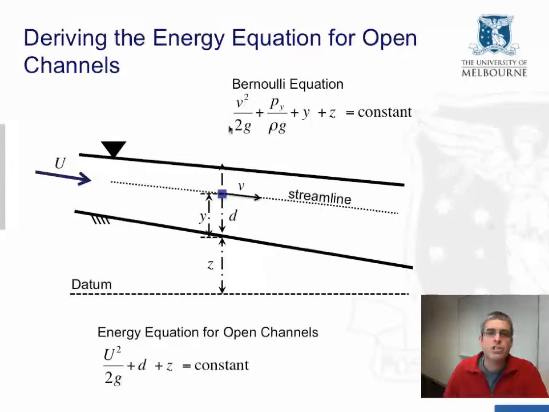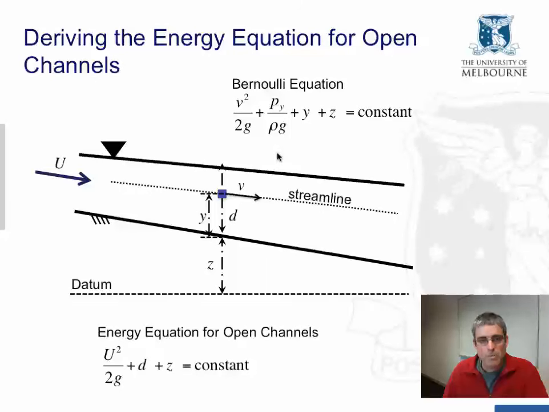To get the energy equation for open channels from the Bernoulli equation, we need to take the average of these terms and bring them to the energy equation. Now the average of the velocity term, v squared on 2g, is in fact u squared on 2g if we assume that the velocity is constant over the cross-section. For the pressure term and the static head term, we can consider these two together. It makes things somewhat easier.